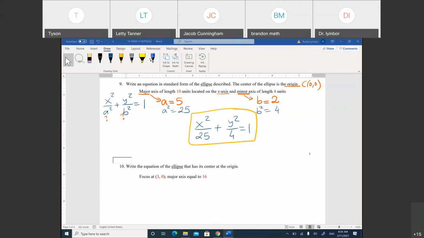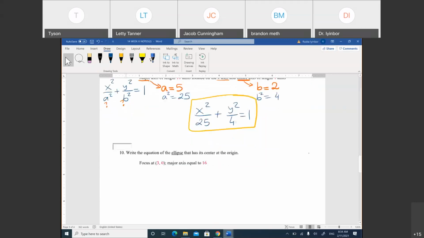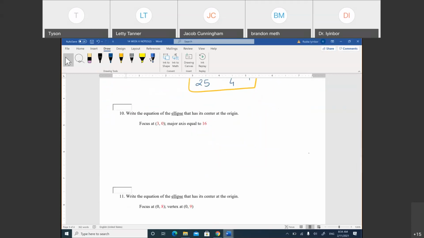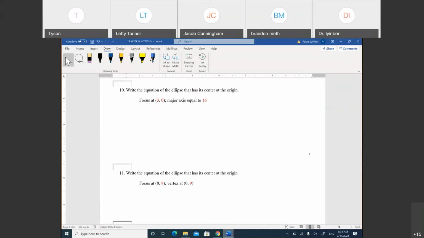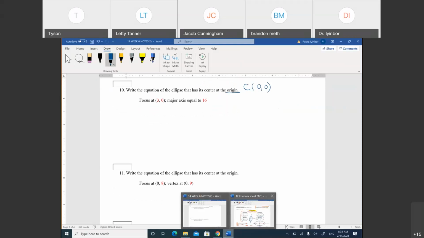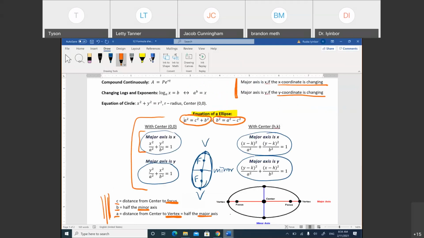So now let's go ahead and continue with number 10. So number 10 is another ellipse. So we're going to do the same. We're going to find the equation, and then it says the center is at the origin. So that means the center is 0, 0. Okay? Now, what else is given? So that means I'm going to use my equation with center 0, 0. I'm going to use the first column also, one of these two.